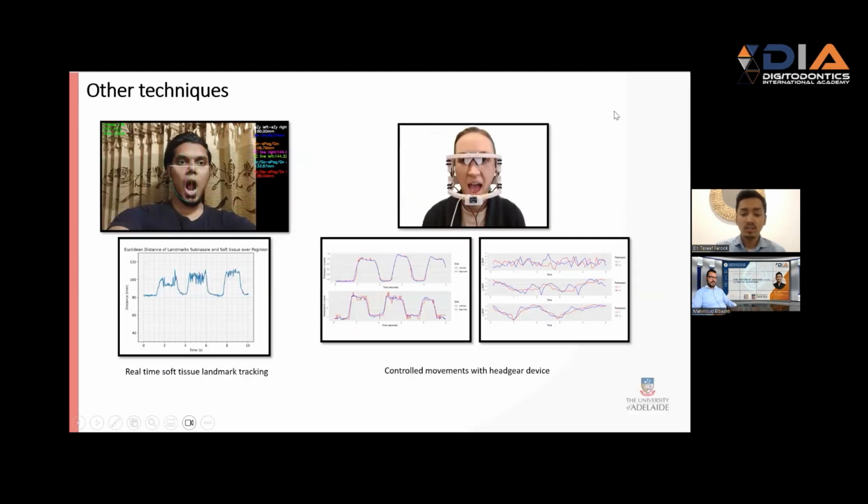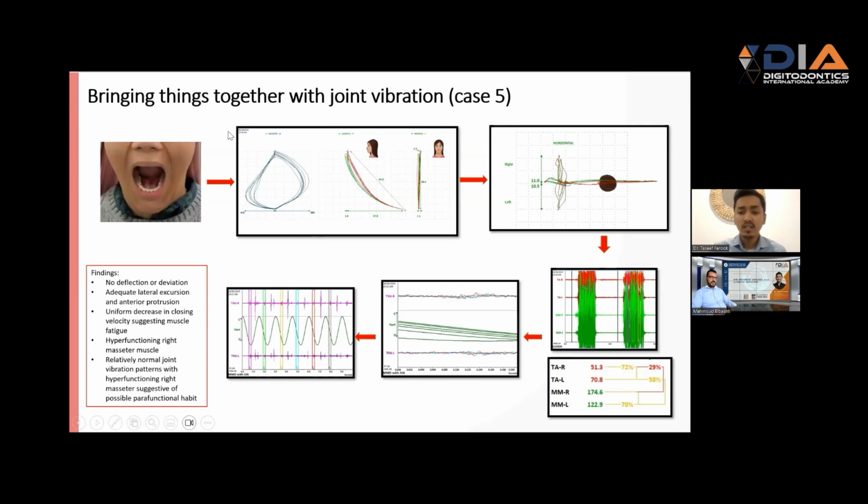What this means, I'll get to in a bit. But you'll see that the lateral excursions are fine. In the muscles section, the masseters are hyperactive compared to the temporalis, but the joint vibrations are fairly normal. Now, what this means is when they're closing their jaws, the hyperfunctioning masseters get tired out while closing, which is why it decelerates the process of closing the jaws.